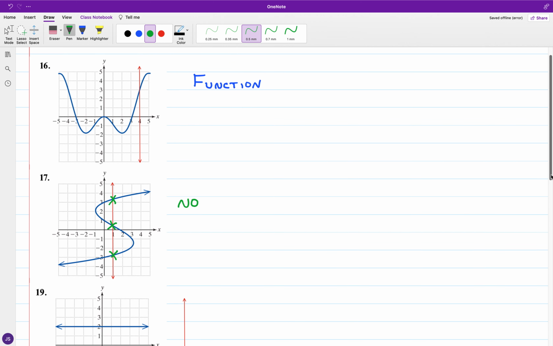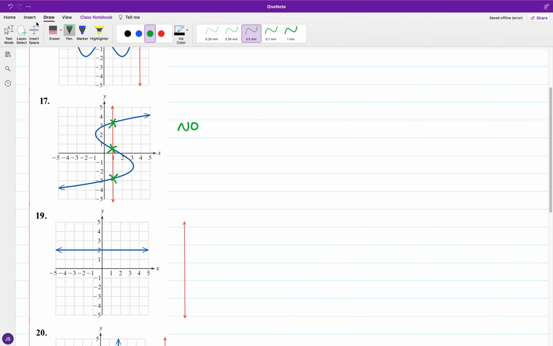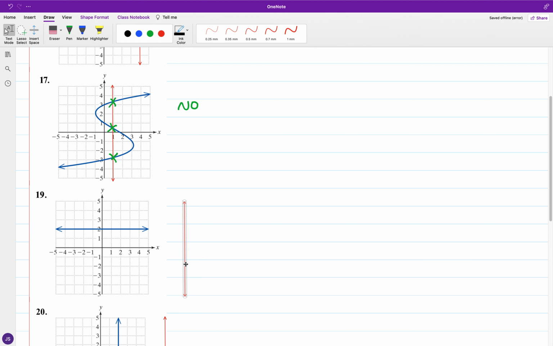For number 19, we have a vertical line test once again, and in the graph we have a horizontal line. If you run a vertical line through this, from end to end you have just 1 point of intersection. So in this particular case, that is a function.